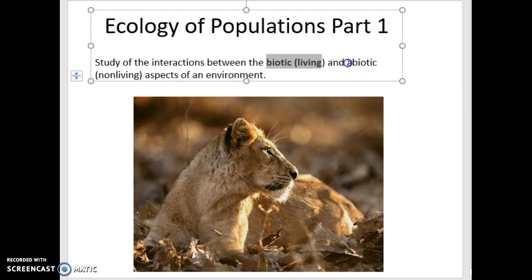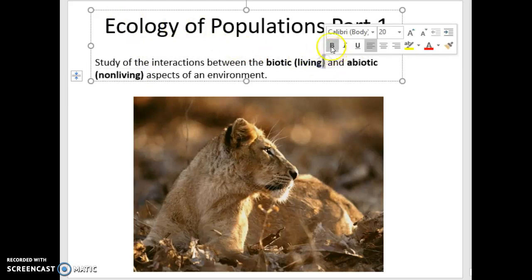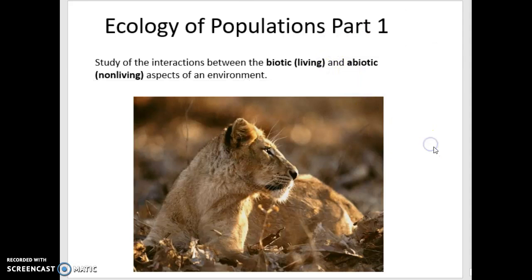But then also, how do the non-living or abiotic aspects of an environment work with the living? What's the temperature going to do? What's the pH of an environment going to do towards the living? And then how do they interact back and forth? So that's something we want to keep in mind when we look at the study of ecology here.